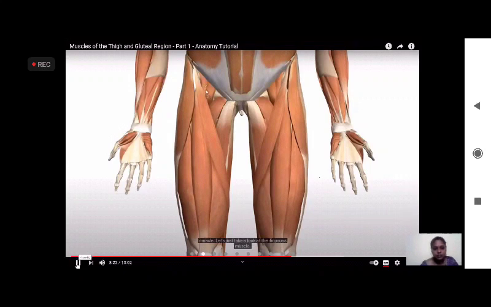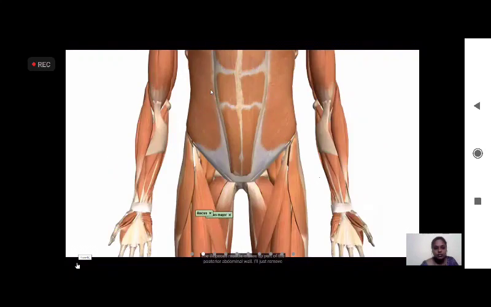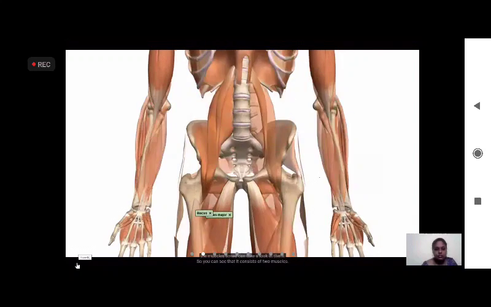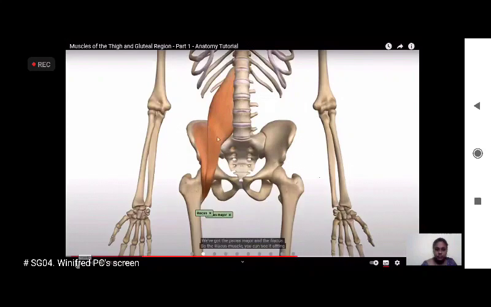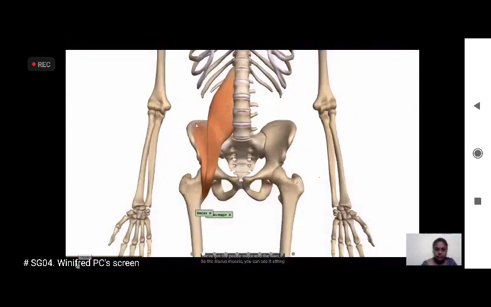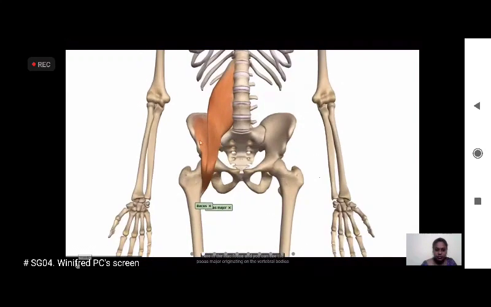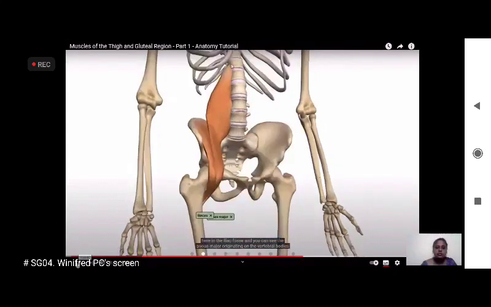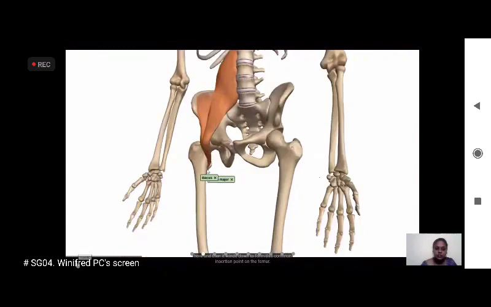So let's take a look at the iliopsoas muscle. The iliopsoas muscle makes up part of the posterior abdominal wall, so I'll remove the muscles and we can take a look at them. You can see that it consists of 2 muscles, the psoas major and the iliacus. The iliacus sits here in the iliac fossa, and the psoas major originates on the vertebral bodies here, and then winds down to form this common insertion point on the femur.